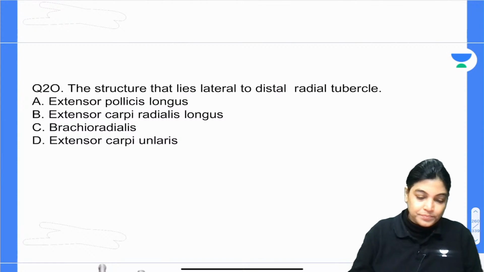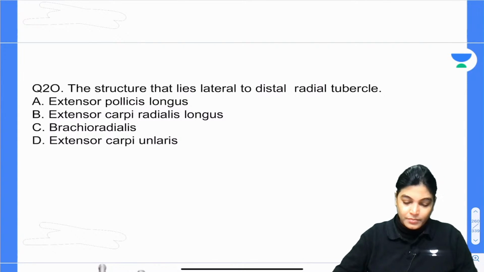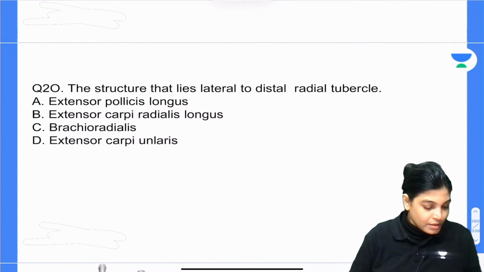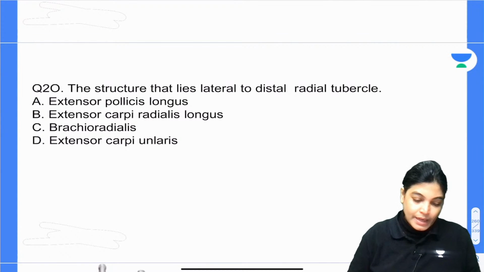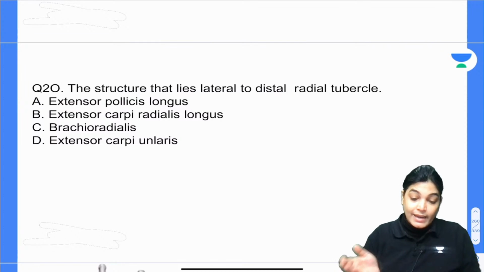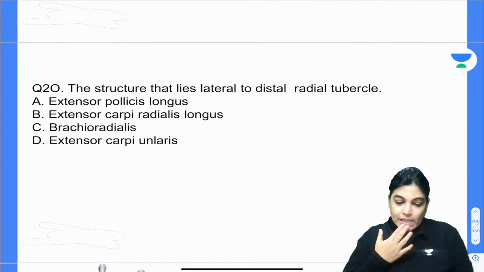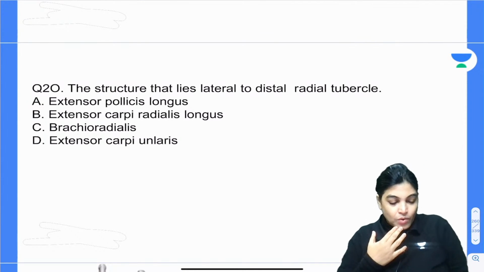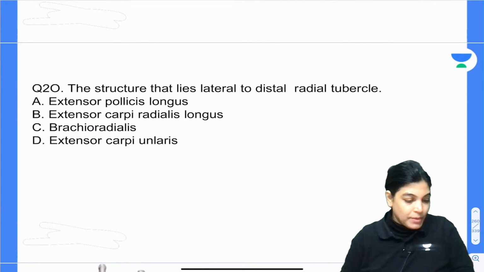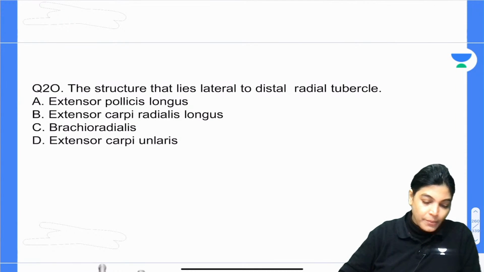Four options are there. So Mohit has given A as the correct answer, for the structure lying lateral to the distal radial tubercle. Okay, what about others? My dear aspirants, Mohit has given his answer.